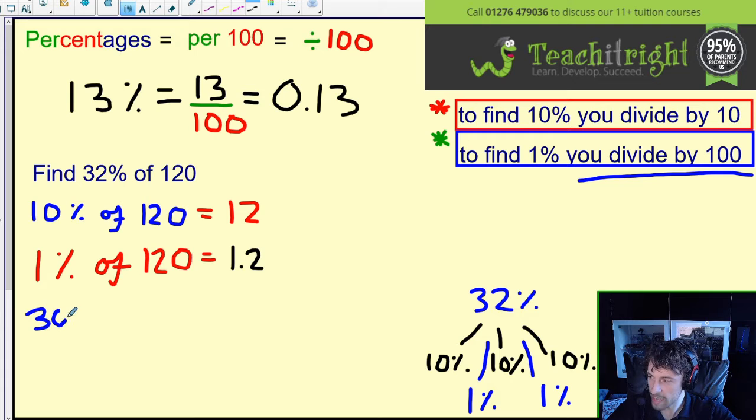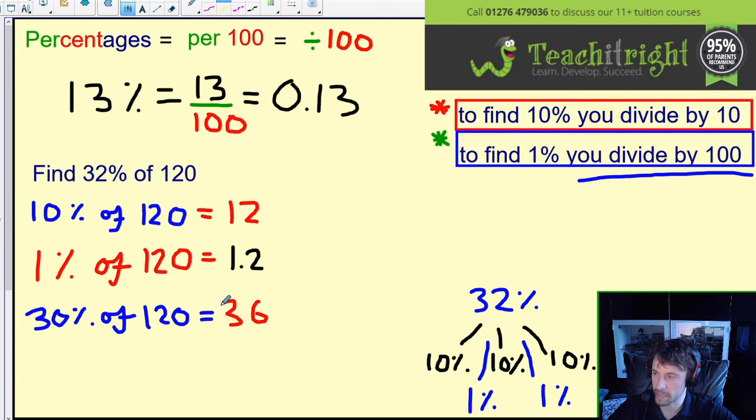If I know that 10% is 12, 30% must be 3 times bigger, because going from 10 to 30, it's 3 times as much. So does it make sense that if 10% is 12, 30% is going to be 36? Because it's 3 times as much. That was quite nice and easy.